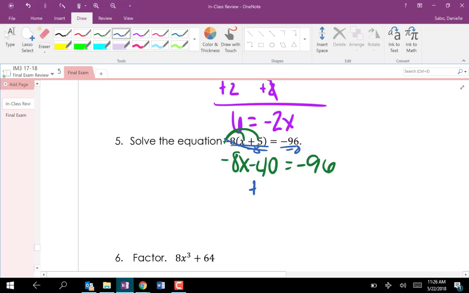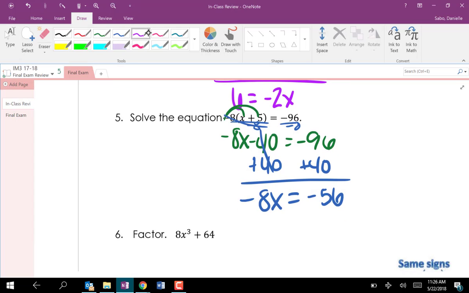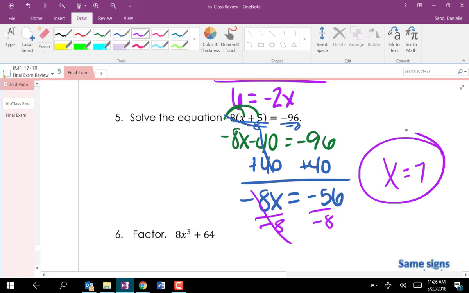But it's okay. Let's add 40 to both sides. And I get negative 8x equals some number. What is that number? Negative 56. Is it negative 56? Yeah. You're correct. And then you would divide by negative 8 on both sides. Yeah, it is. You're right. It is going to be 7 because I got to divide by negative 8. And your final answer is 7.